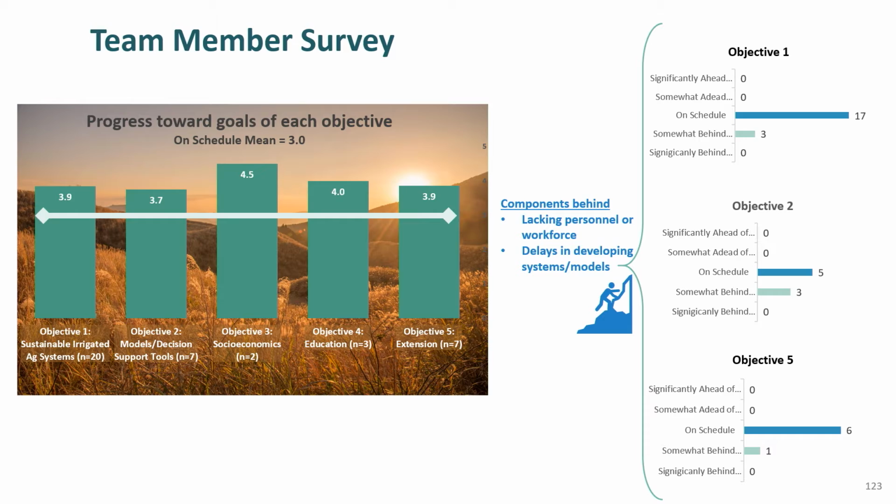You also, as a team, felt that the progress towards goals was on track, right? So sometimes things can maybe not go as planned, but right now you guys feel like, hey, we're right on track. And so you can see how each objective feels in terms of that mean score, but for every one of those objectives, everybody feels on track. You can see the breakdown. There were a few that are somewhat behind, and the only reasons that they're behind is lacking personnel and workforce, and some delays that are occurring because of developing systems and models. So that's kind of where the team feels that they are at.